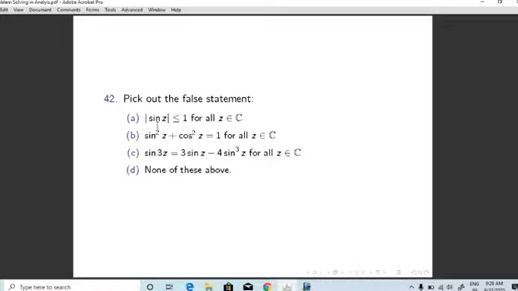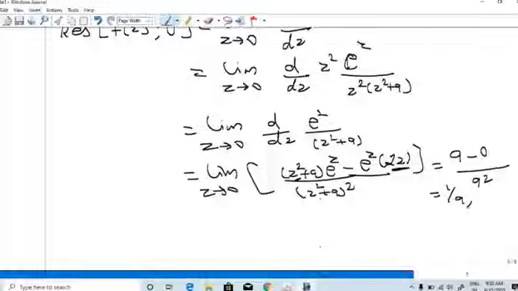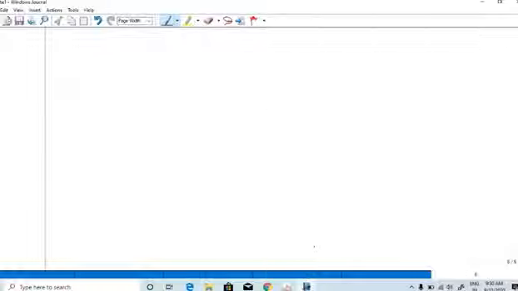Okay. Now look at the second one. We know that in the real case, sin square x plus cos square x is equal to 1. But what about the complex case? Sin square z plus cos square z equal to 1. Is this true? Yeah, this is true. Why? It is the identity theorem or uniqueness theorem. So the theorem says, suppose there are two analytic functions. Okay, so this is question number 42.